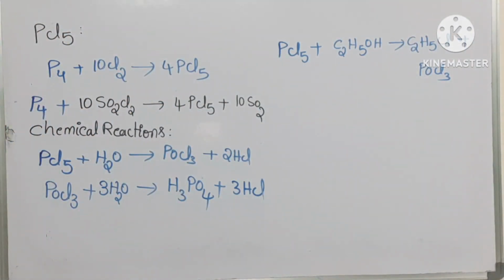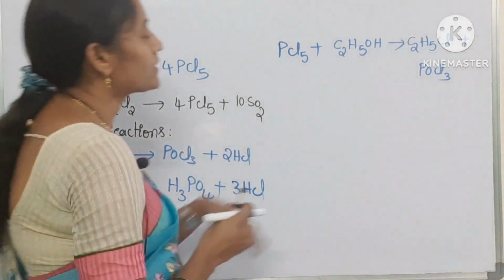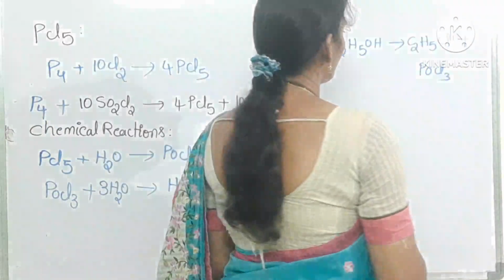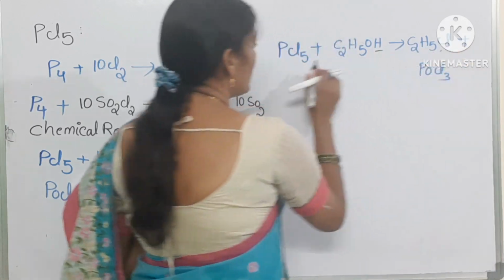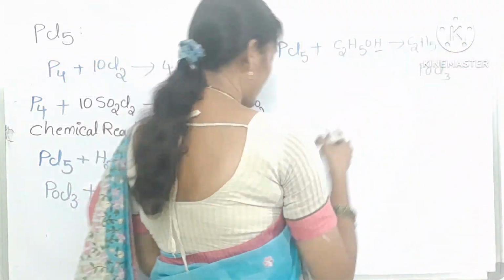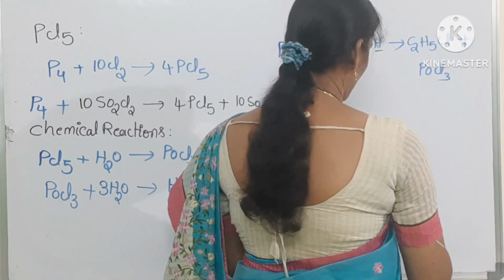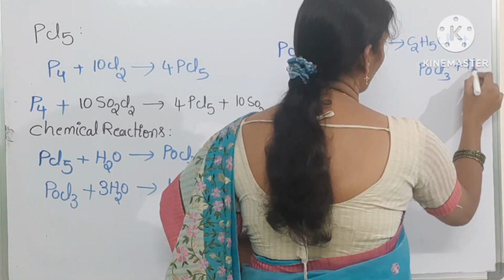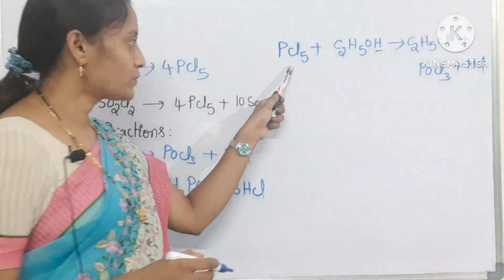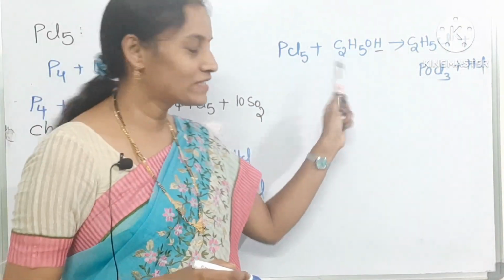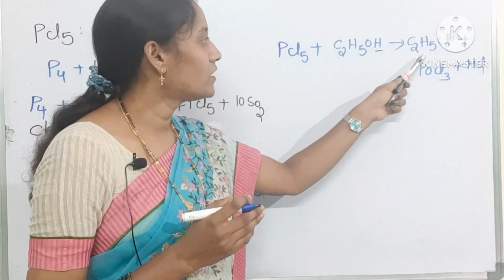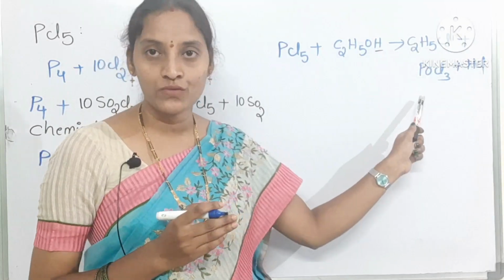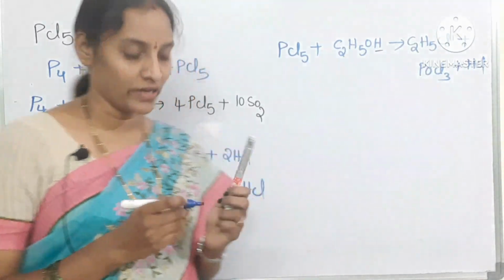I think chlorine atoms are not balanced. After that, what is the remaining one here? 1 hydrogen and 1 more chlorine. See, here already 4 chlorines are completed. So another molecule will be HCl. Phosphorus pentachloride reacts with ethyl alcohol. It will give you ethyl chloride, phosphorus oxychloride and hydrochloric acid.